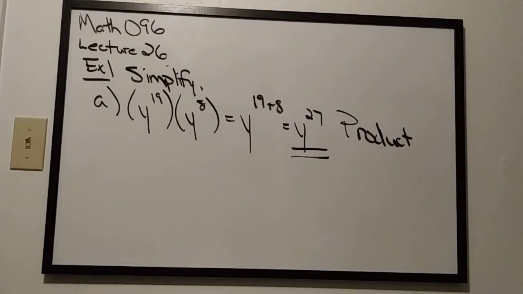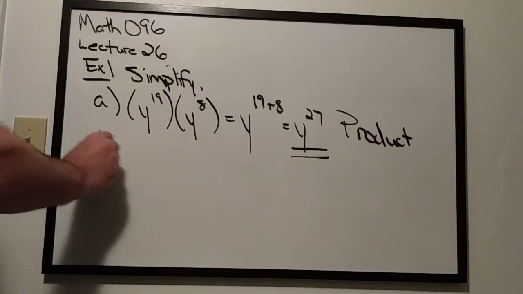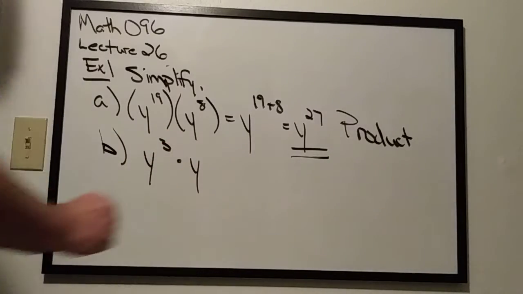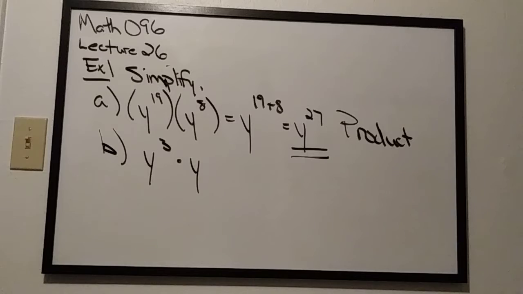Well, let's try another one. For part B, let's say that we have y to the 3rd times y. Now, I chose to write this differently than I did in part A. In part A, I put both of my factors inside of some parentheses. But we've seen that multiplication doesn't have to have parentheses. So again, you have to look at this and realize it is a product.